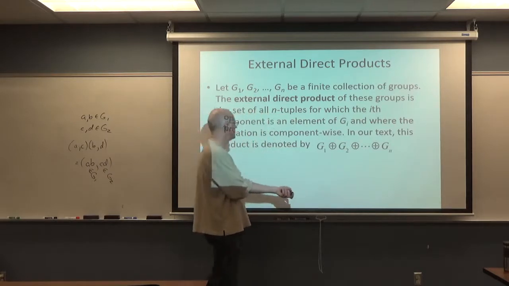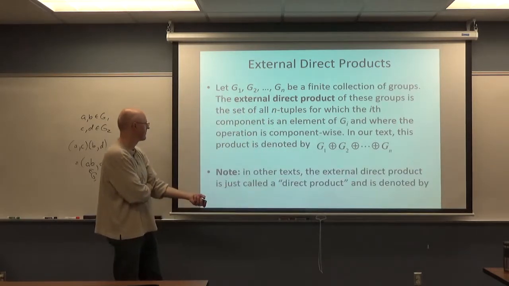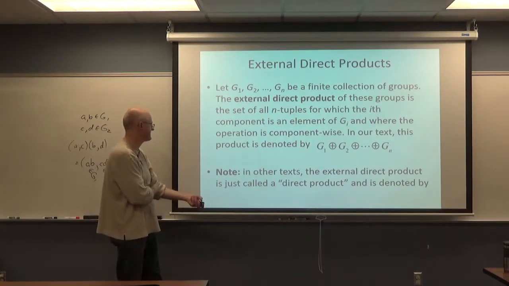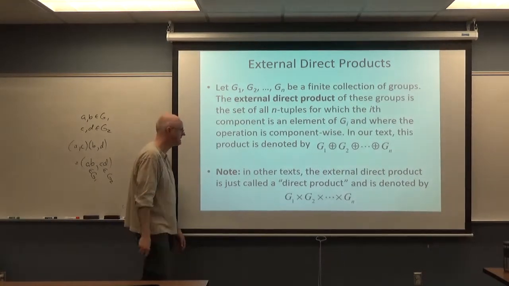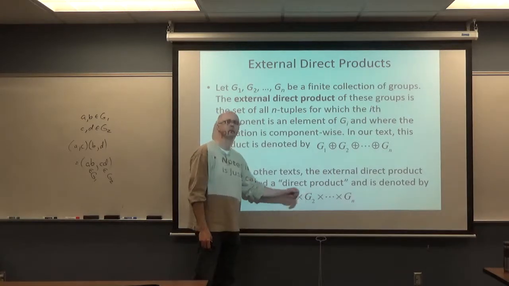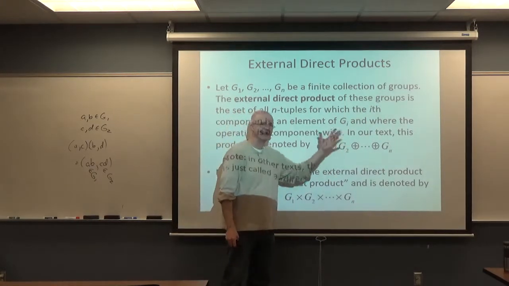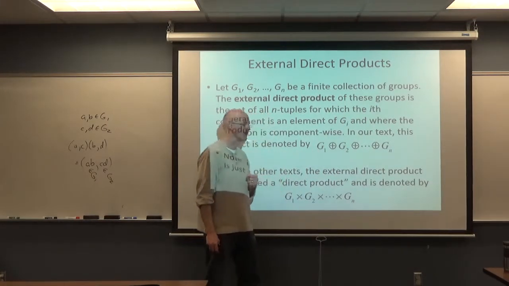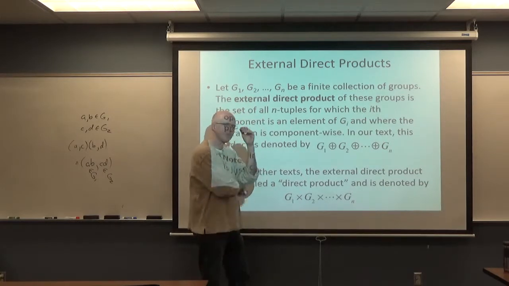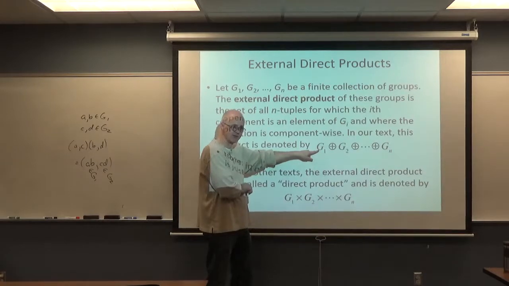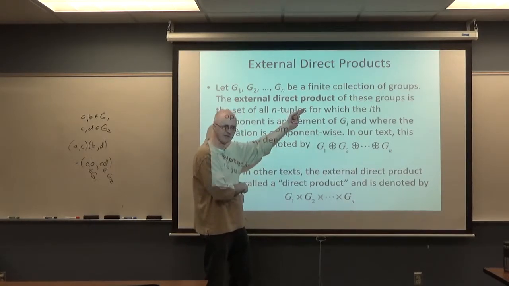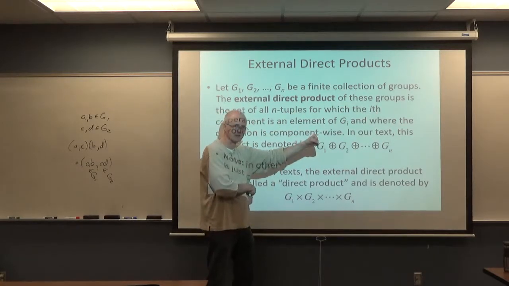Here's the way I used to see it in books that I used. In other texts, the external direct product is sometimes just called a direct product, and it's denoted by something like this, with times symbols, multiplication symbols, rather than additions. But our text uses this, so we'll stick with this. And we'll still use the word product, even though you see pluses there.